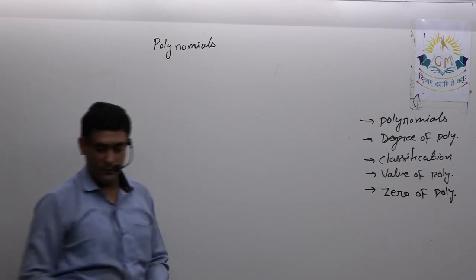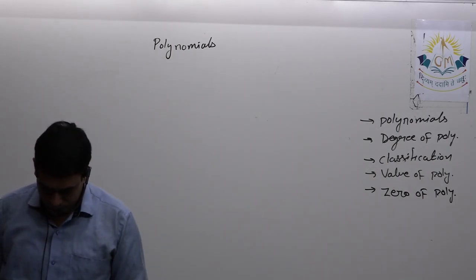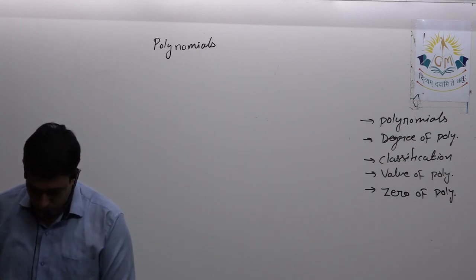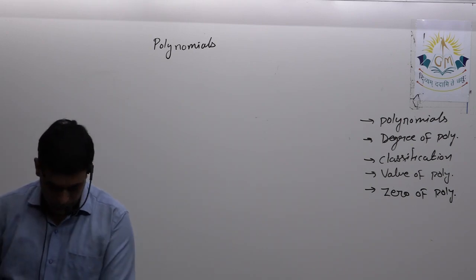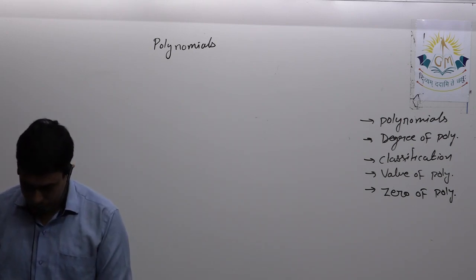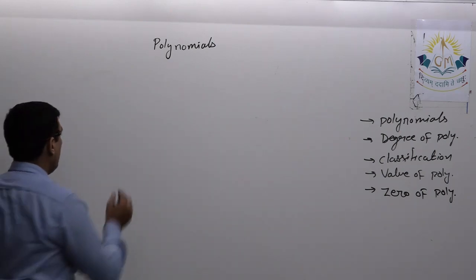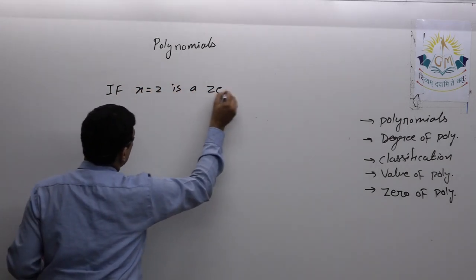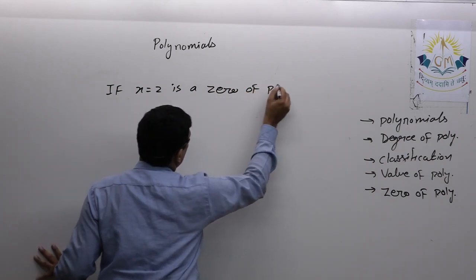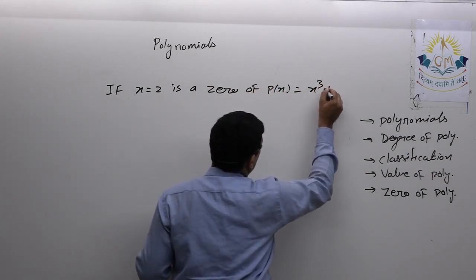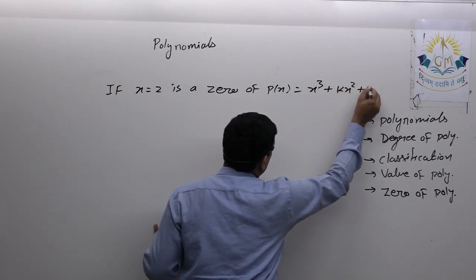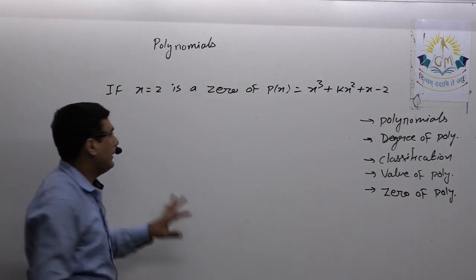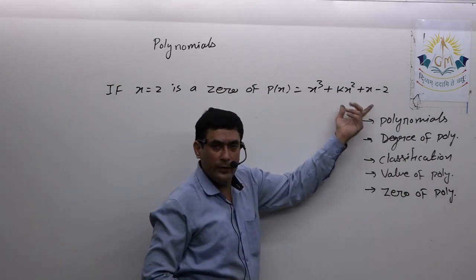Okay, now after this zero of a polynomial, let us see one more question related to this particular concept. Sometimes you may get a question in this way: if x equal to 2 is a zero of p(x) is equal to x cube plus kx square plus x minus 2, then find the value of k. Okay, 2 is a zero of this polynomial and you have to determine the value of k.